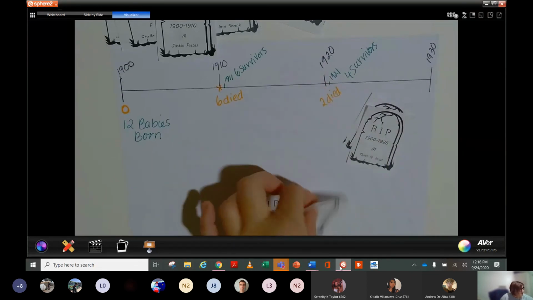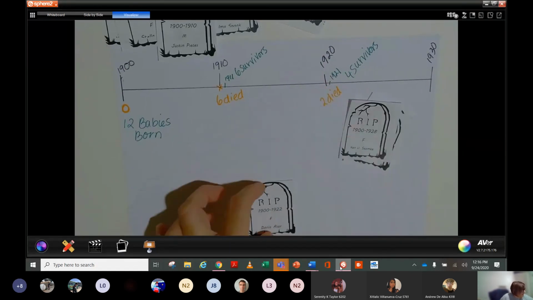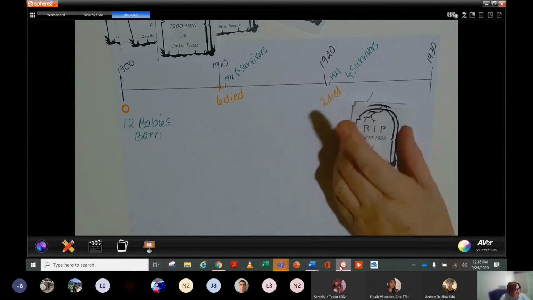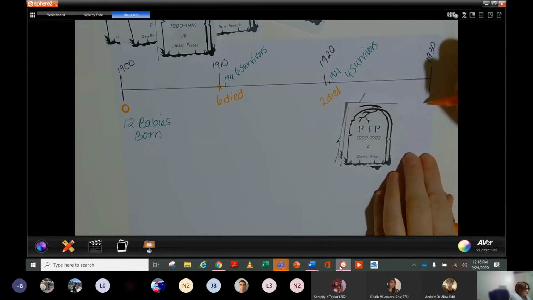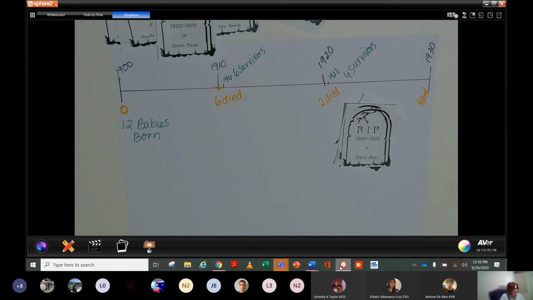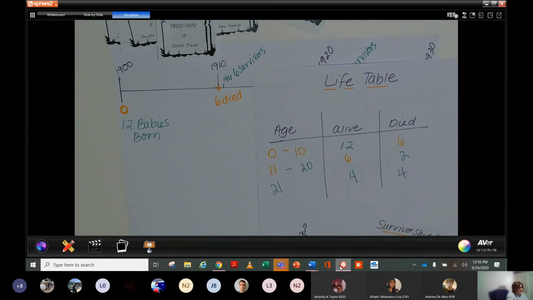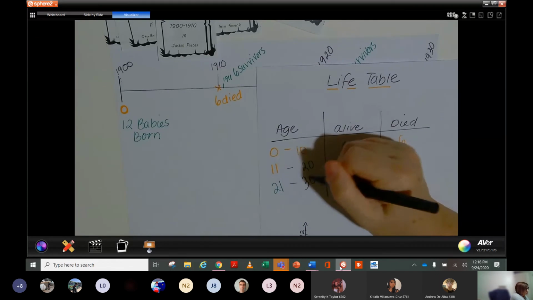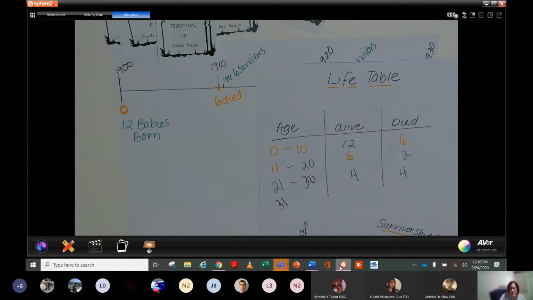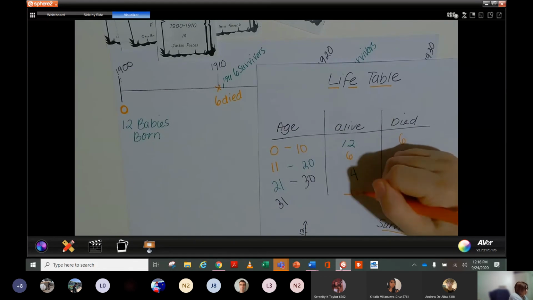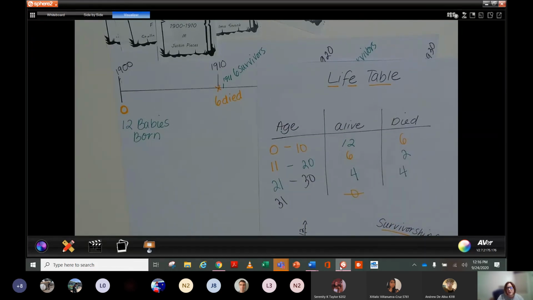1926, they didn't make it. 28, they didn't make it. And 22. So 4 died for 1930, right? Oh, wait a minute. There were only 4 left. So if 4 died, how many made it to 1931? 4 minus 4 is 0. They were all gone by that point.